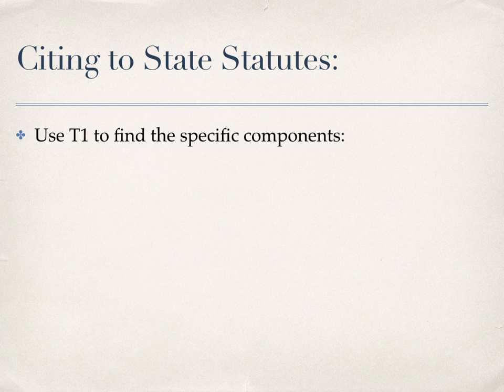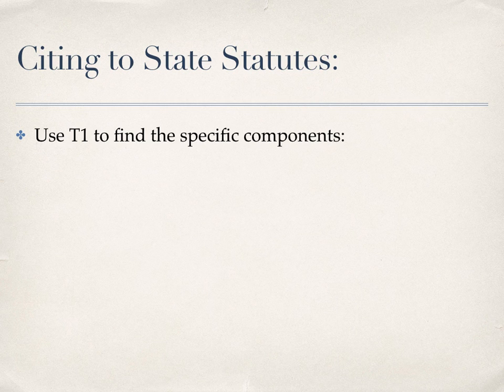So your first visit in trying to decode what to put into your cite to a state statute will be Table T1. If you look in Table T1, below where you found your information for your reporters, for different court names, etc., you're going to find information about each state's statutory scheme. So Table T1 still remains your best friend.